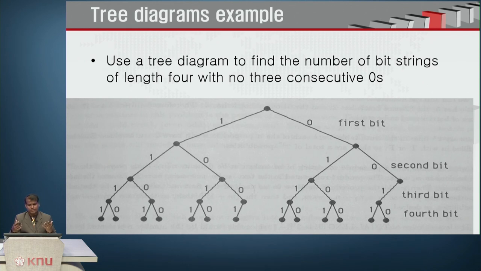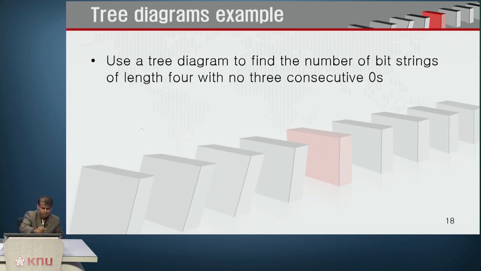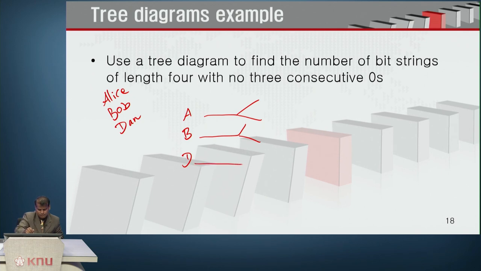Not necessarily the same thing can be used; you can even refer to a similar example with different applications. For example, say you have three candidates: Alice, Bob and Dan, say A, B, D, and they have different options. They can take, say, a math course or a CS course.